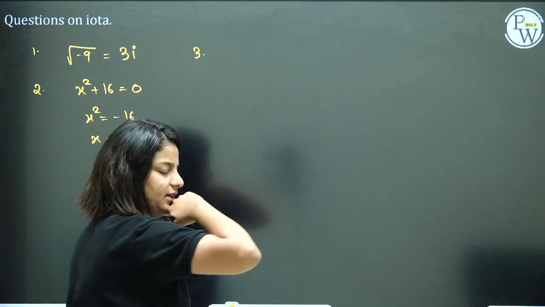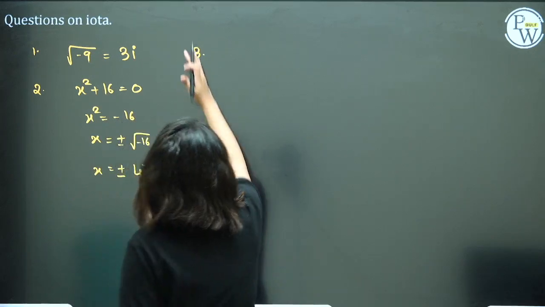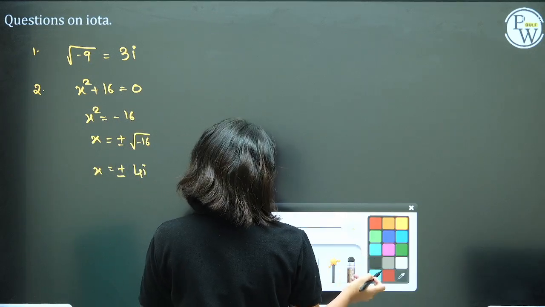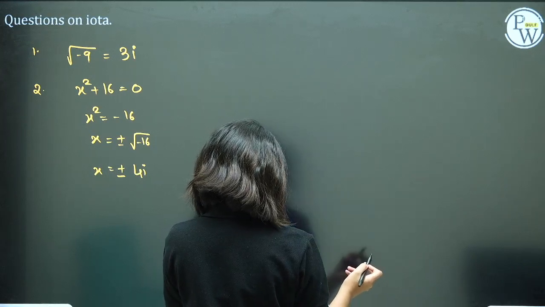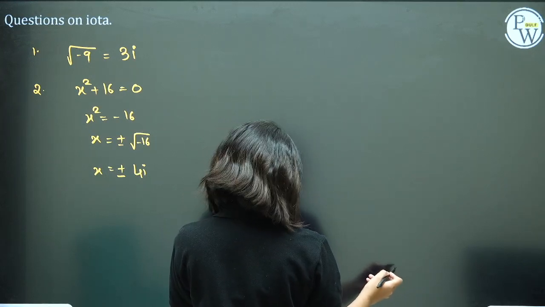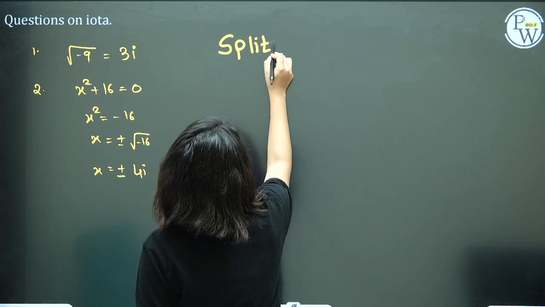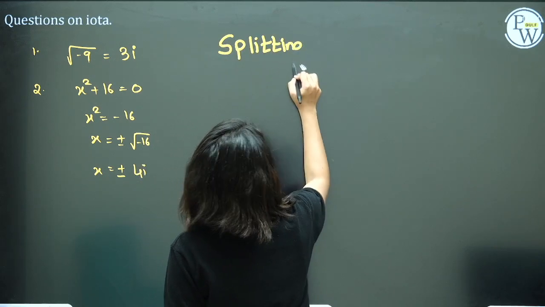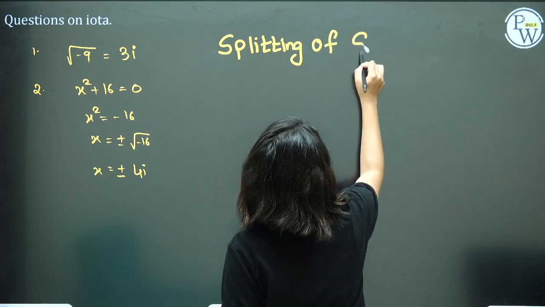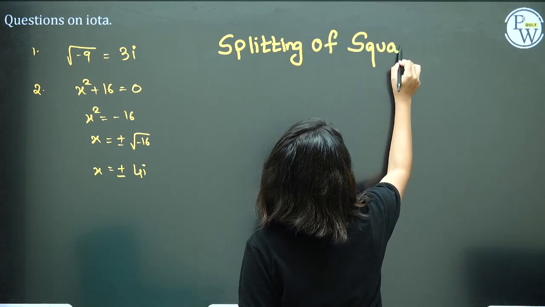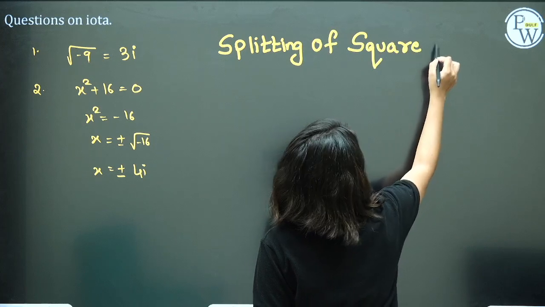Okay, another thing related to iota is splitting of square roots. What is splitting of square roots?